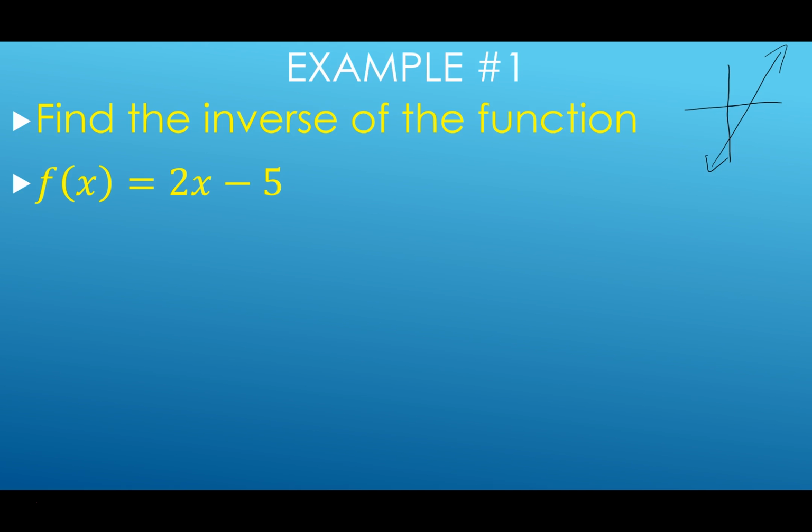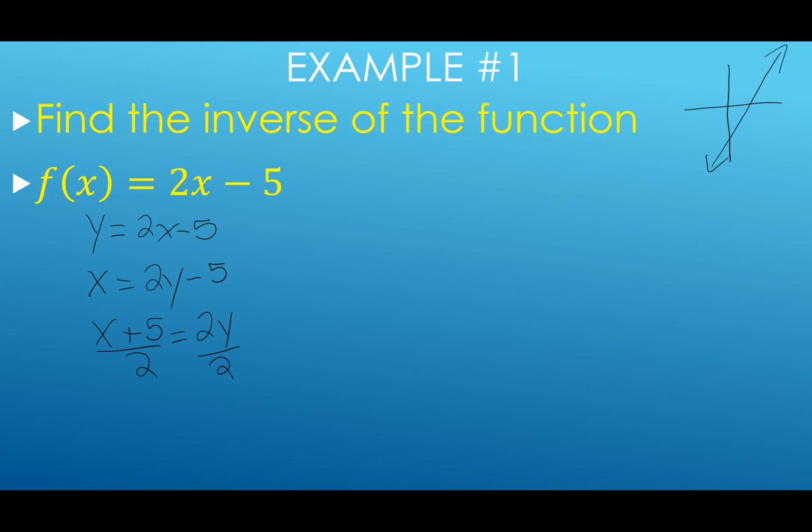So the way we find our inverse is we're going to rewrite it as y equals 2x minus 5. And now we're going to rewrite our y as x and rewrite our x as y. So it becomes x equals 2y minus 5. And now we're going to solve for y. If we're trying to isolate y, we need to move everything else around. So we're going to add 5 and make it x plus 5 equals 2y. And then we divide by 2. So we get y equals (x plus 5) over 2.